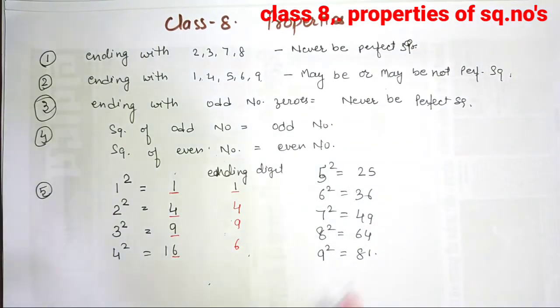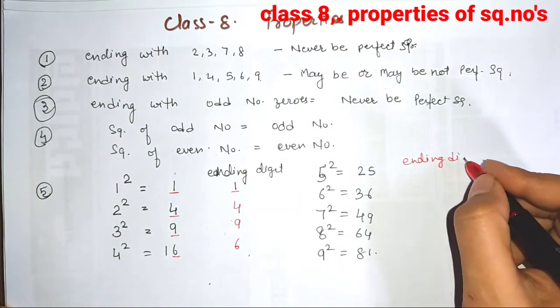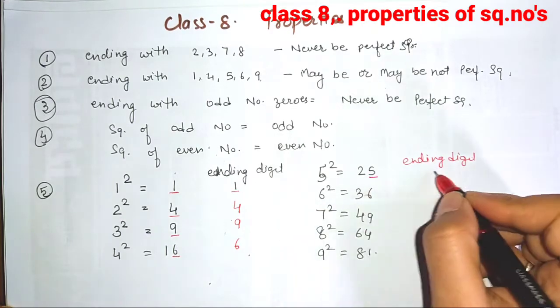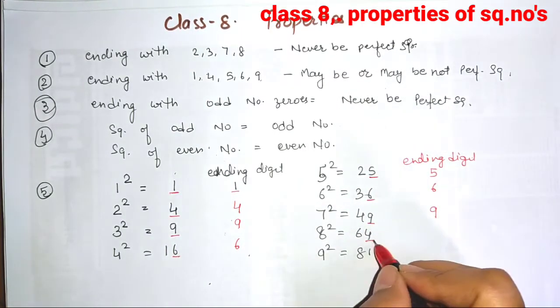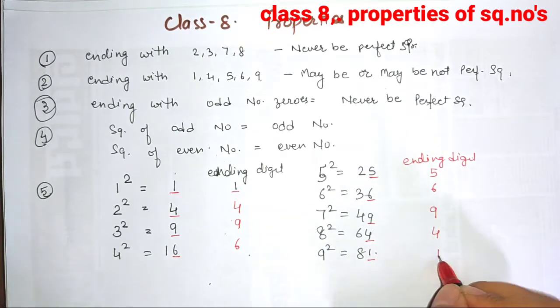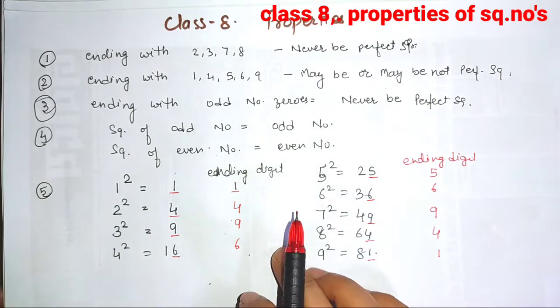So now you can find the ending digits. Here the ending digit is 5. Here the ending digit is 6. Here is a 9. Here is a 4. And here is a 1. So these are the ending digits when we square a number.